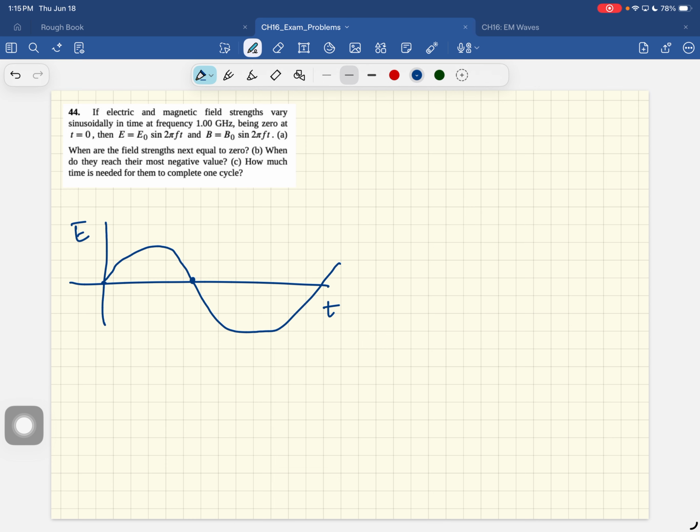Okay. So you can detect the electric field or magnetic fields. But when you're detecting magnetic fields, you have to orient your antenna properly. Anyway, a radio station broadcasts at a frequency of that.